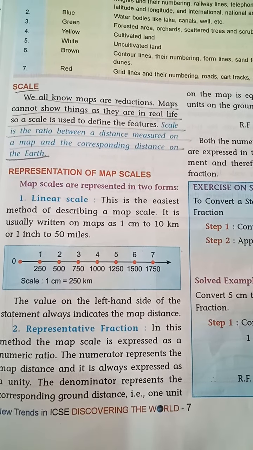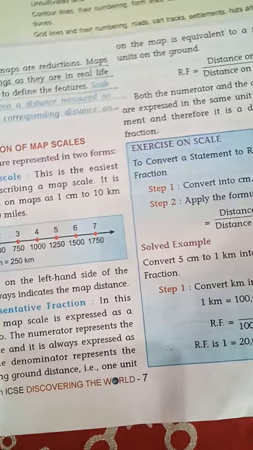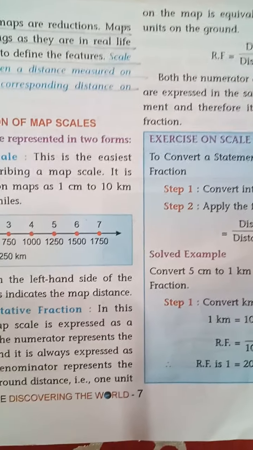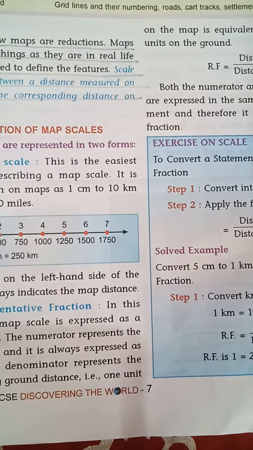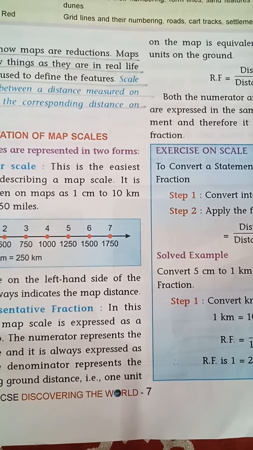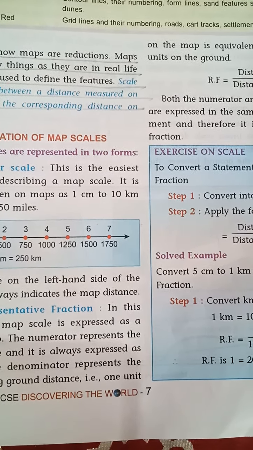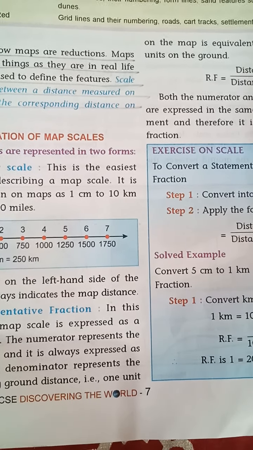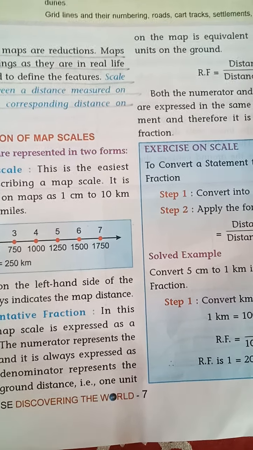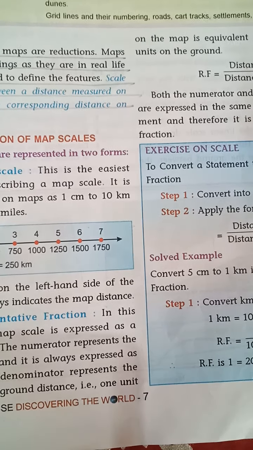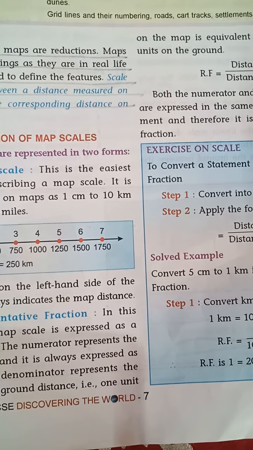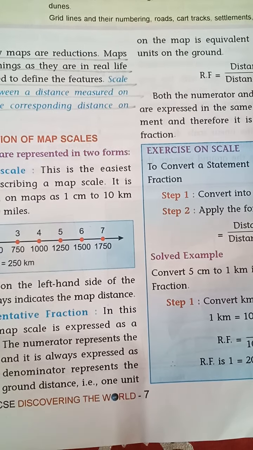Map scales are represented in two forms. Firstly, we have the linear scale. This is the easiest method of describing a map scale. It is usually written on maps as 1 centimeter to 10 kilometers, or 1 inch to 50 miles. I repeat, 1 centimeter to 10 kilometers or 1 inch to 50 miles.